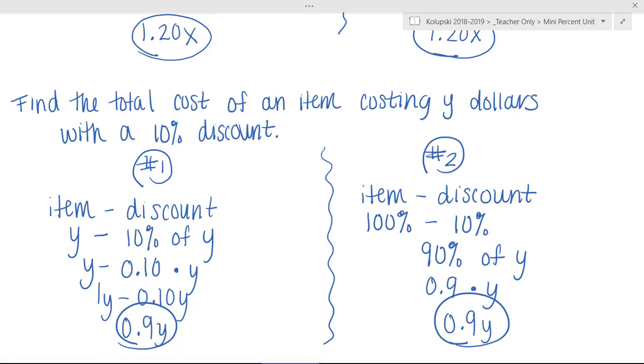Now, you're going to use these notes to try to answer the questions on the multiple choice worksheet titled Expressions with Percentages. Even though these are multiple choice questions, you need to make sure that you are showing your work.